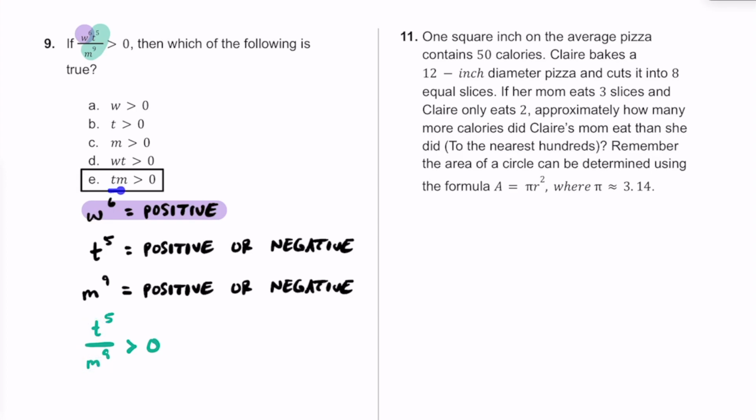If we can guarantee that this is going to be true, then we can go ahead and guarantee that this t to the 5th power over m to the 9th power will also be positive. If that's true, then this positive value of w to the 6th power multiplied by the rest of this, which is positive, will guarantee us to get a value that is positive.